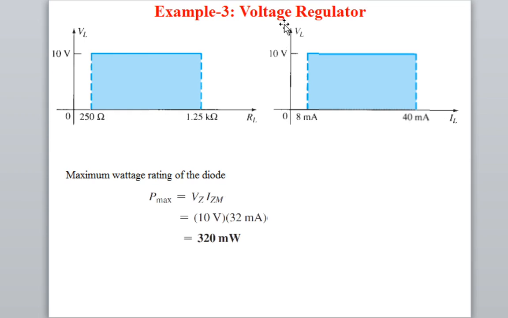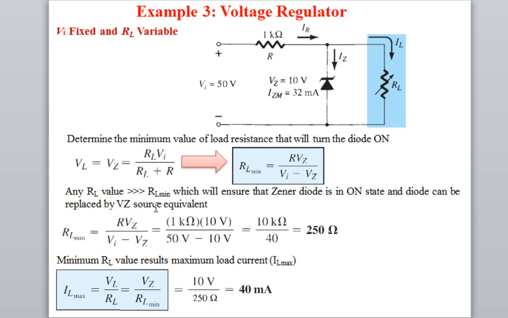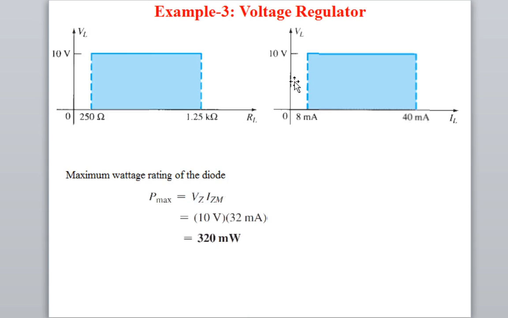So the maximum wattage rating of the diode can also be found out. This is the voltage multiplied by the current, and the current will be the maximum Zener current, which is given in the problem, that is 32 milliampere. This is IZM. So 32 milliampere multiplied by 10 volt will give the maximum power loss across the Zener, the maximum wattage rating. That is 320 milliwatt. So this is the maximum power loss that can happen across the Zener diode.